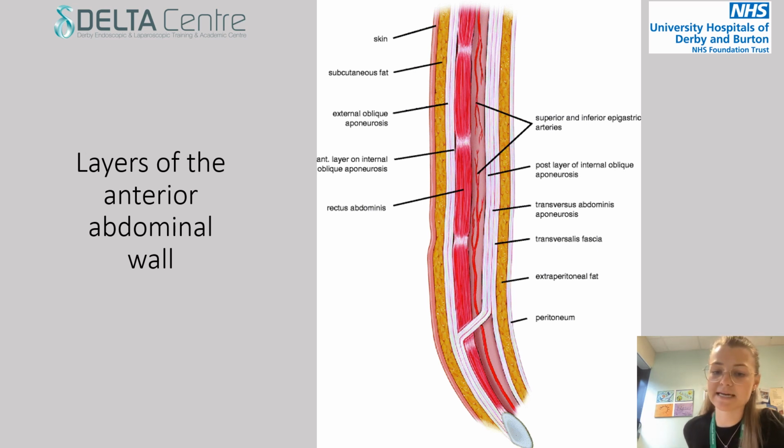In terms of the subcutaneous layer, above the umbilicus and below the umbilicus are slightly different. Above, there is a single sheet of connective tissue, and below the umbilicus you've got fatty Camper's fascia and membranous Scarpa's fascia.